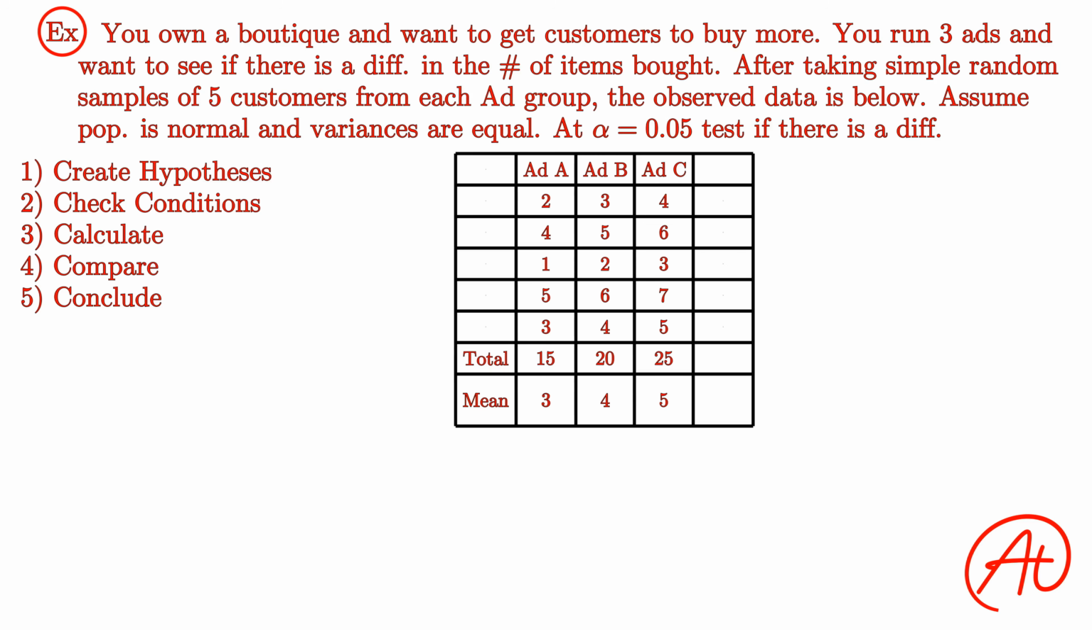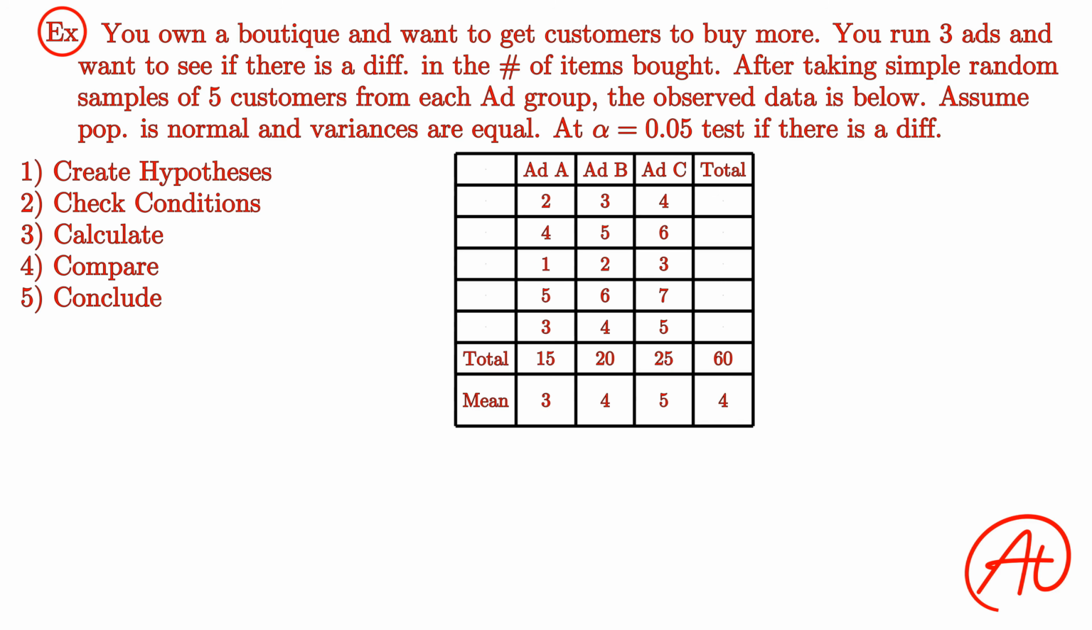Lastly, let's calculate what the overall mean was across all the different groups combined. To do that, let's first add up all the items that were bought overall, which was 15 plus 20 plus 25, or 60, and divide that by 15, which is just 4.